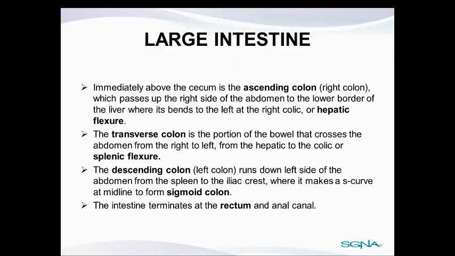The transverse colon is the portion of the bowel that crosses the abdomen from right to left, from the hepatic flexure to the splenic flexure. The descending colon, which is also known as the left colon, runs down the left side of the abdomen from the spleen to the iliac crest, where it makes an S curve at the midline to form the sigmoid colon. The large intestine terminates at the rectum and the anal canal.